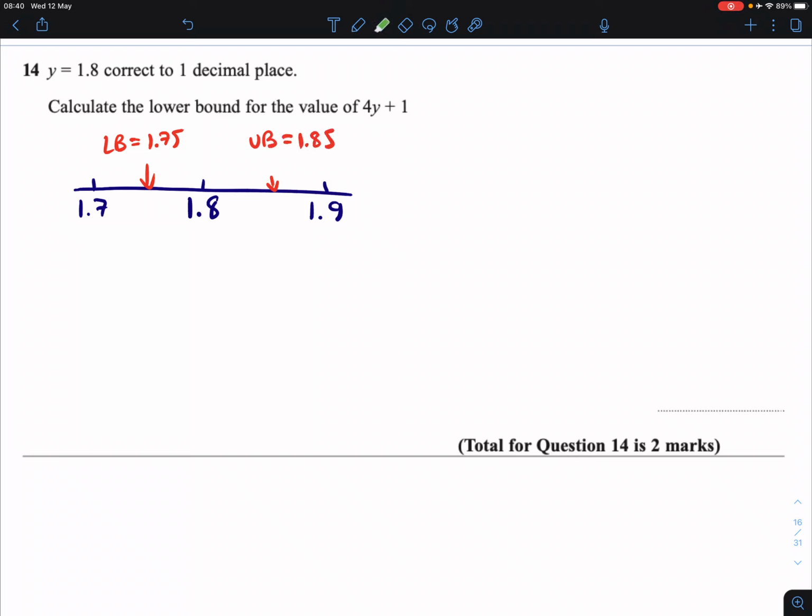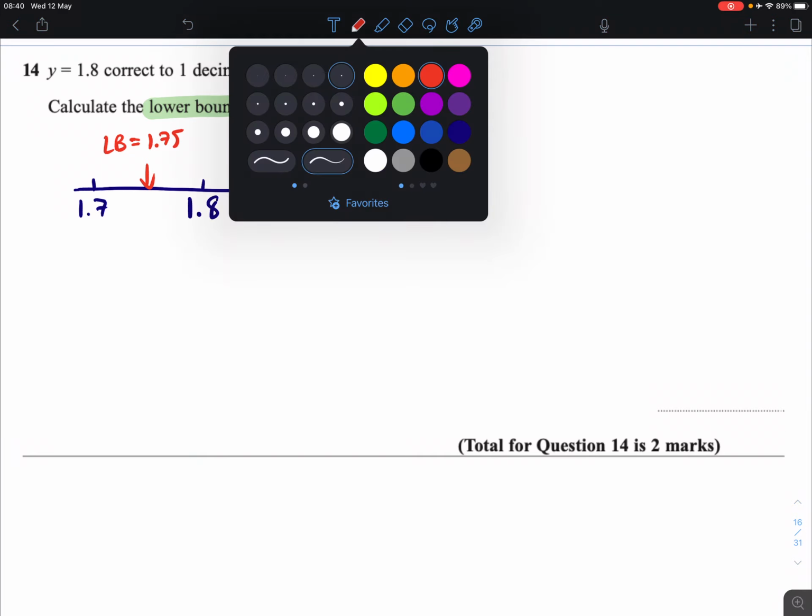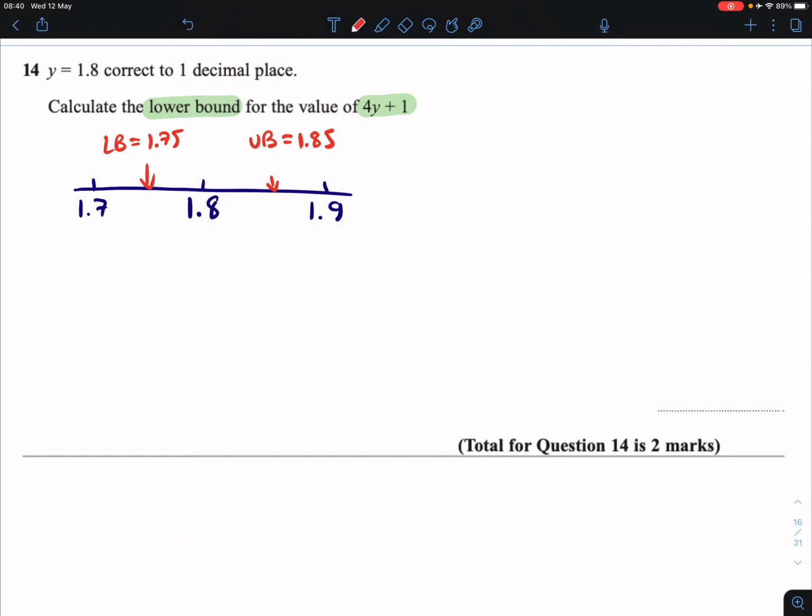Now, they're asking us to calculate the lower bound of this expression here. So once you have your bounds in red, these are the only numbers that you're allowed to substitute into the formula. Now, common sense here, of course, the smaller number you sub in here, the smaller the answer will be, and the bigger number you sub in, the bigger answer. But these get more complicated, like I said. If you're ever unsure, sub in both and see what answers you get. One of those answers will be the smallest, which makes it the lower bound.